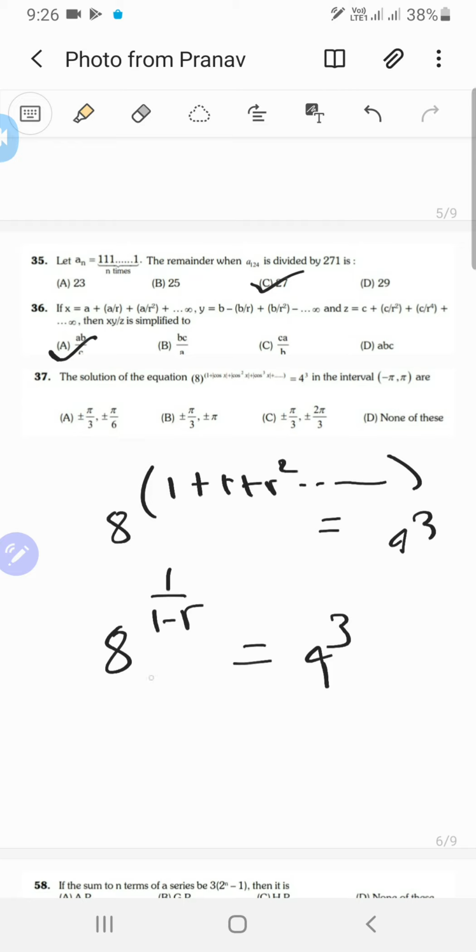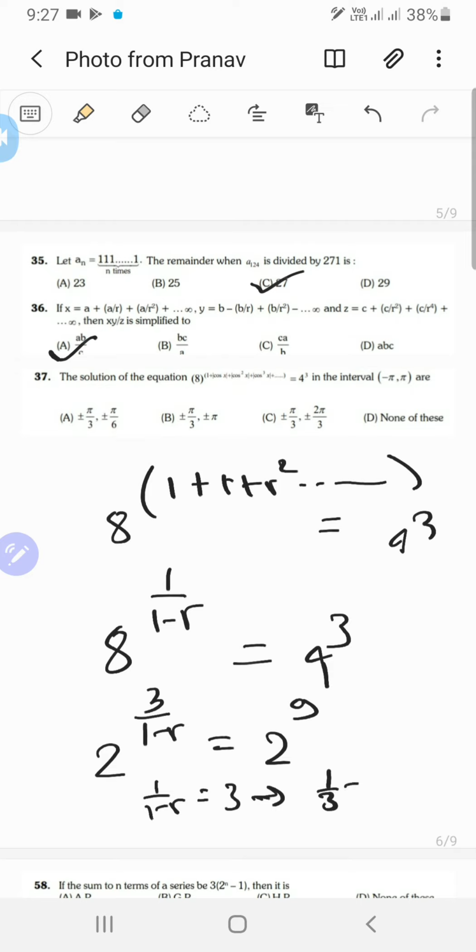Okay, well, that means that what can we do? 2 to the 3 upon 1 minus r is equal to 2 to the 9th power. So you get 1 upon 1 minus r is equal to 3. So what do you get? You get 1 by 3 equals 1 minus r. So r equals 1 minus 1 by 3, which is 2 by 3. Okay, that is nice. So you got r is equal to 2 by 3.